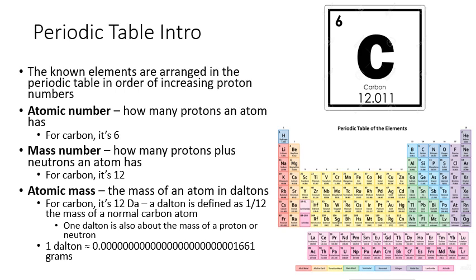Since the Dalton is 1/12 of the mass of a carbon atom, and a carbon atom has 12 total particles in its nucleus, 6 protons and 6 neutrons, that means that 1/12 of that mass, or 1 Dalton, would be the same as 1/12 the number of particles it has in its nucleus, or 1 proton or 1 neutron. So a Dalton is about the mass of a proton or a neutron.